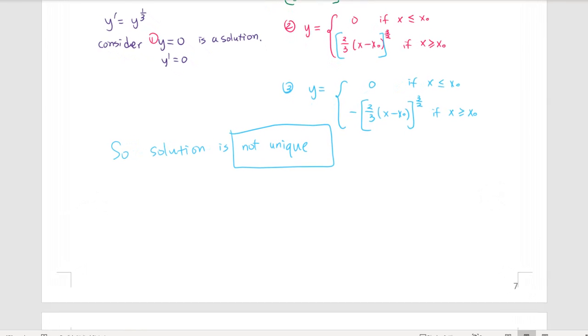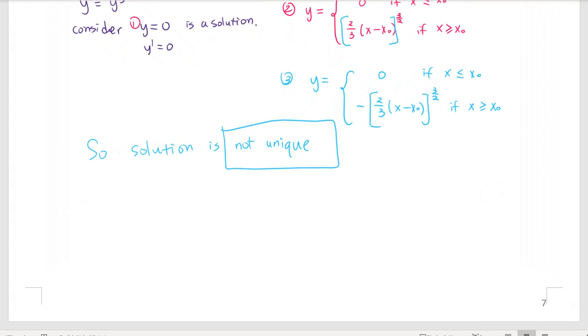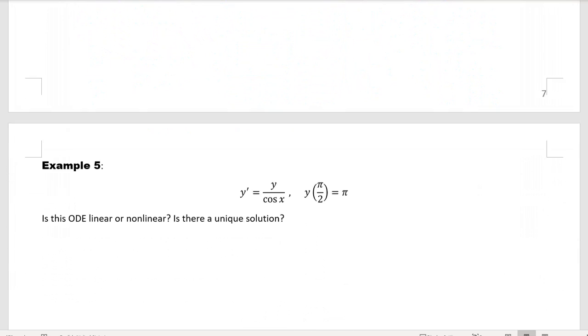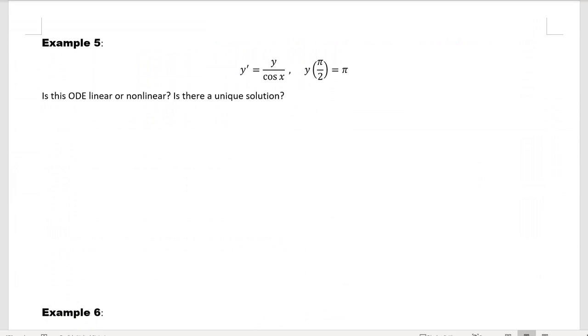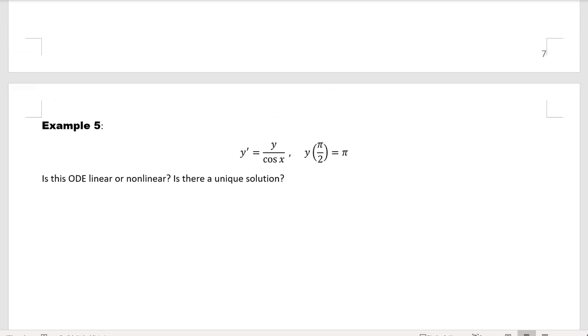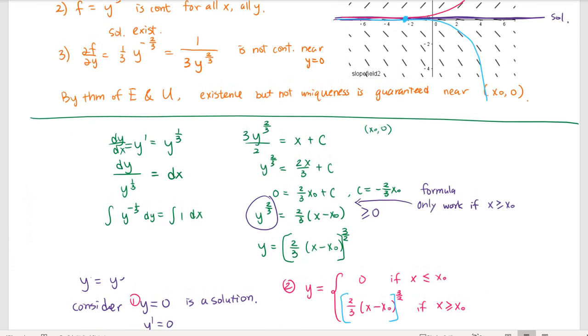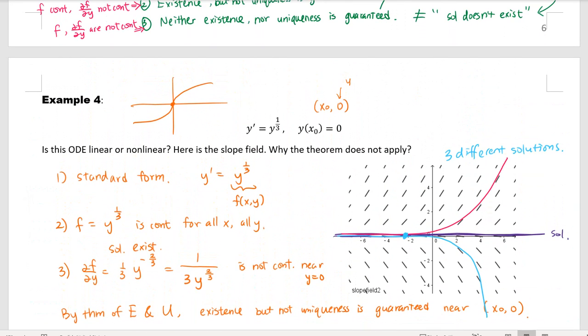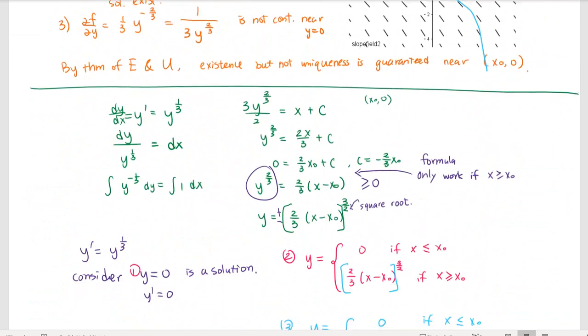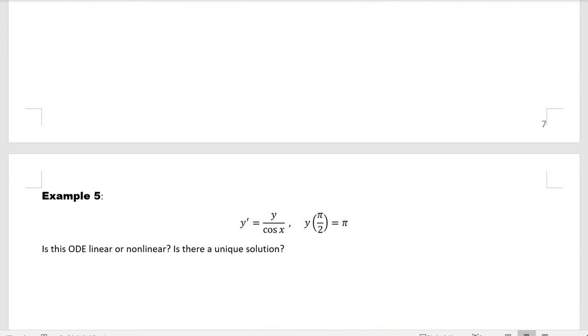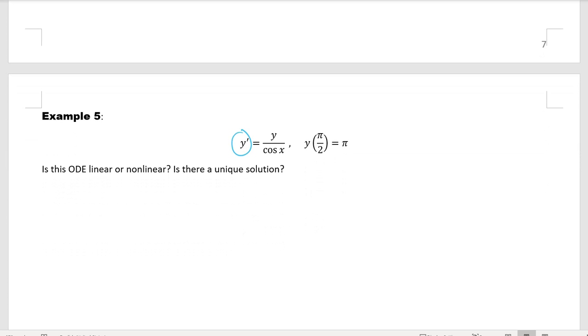Alright, so this is example 4. Now let's look at example 5. Okay, so is this guy linear or non-linear? Oh, this guy is actually linear. Oh, did we answer the last question? The last question, this guy is non-linear, right? Because cube root is non-linear. But then this guy is actually linear. See, y prime and y. So yes, this is linear.